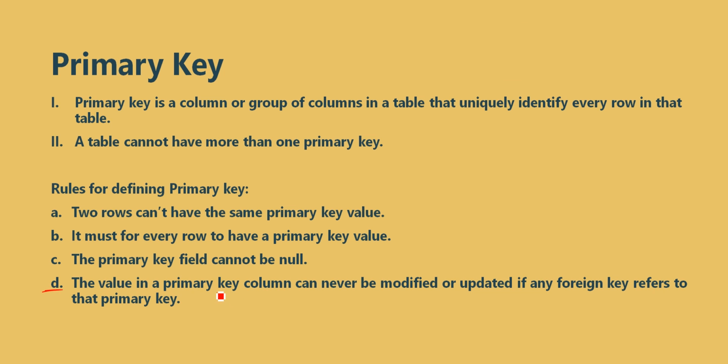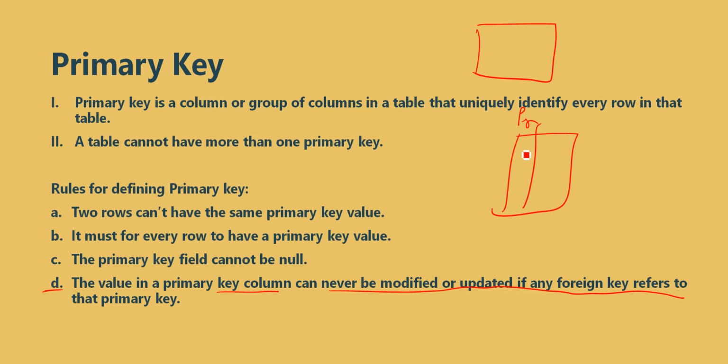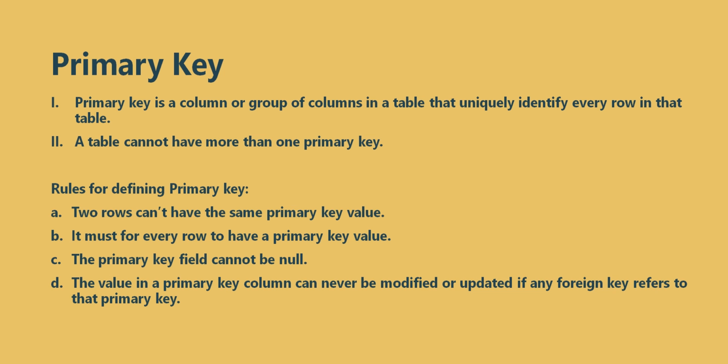The value in a primary key column can never be modified or updated if any foreign key refers to the primary key. If any other table has already been created based on this primary key, then I cannot update the value of the primary key. Did you get this point? Yes. All right.